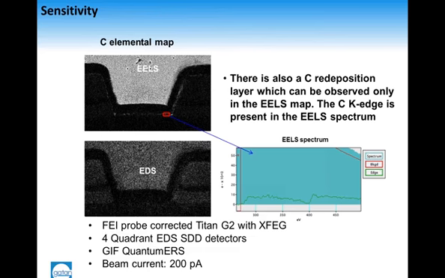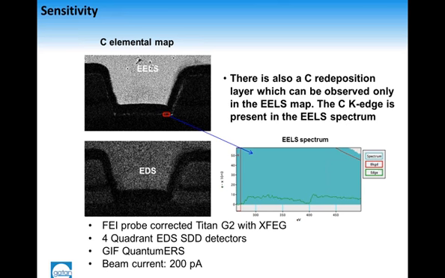If we switch to sensitivity, we compare the two techniques. This is an example for a carbon elemental map. This is data again acquired using the system in Graz, where they have a probe-corrected Titan with X-FEG and the 4-quadrant EDS detector, and then we have GIF Quantum ERS.